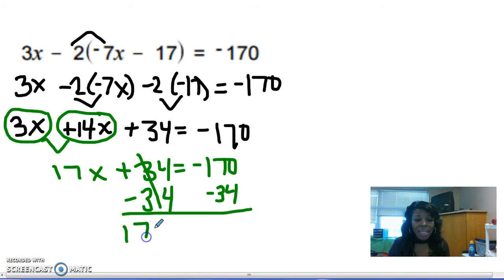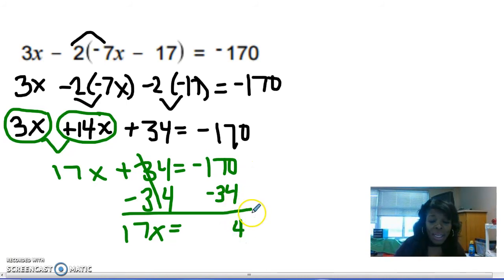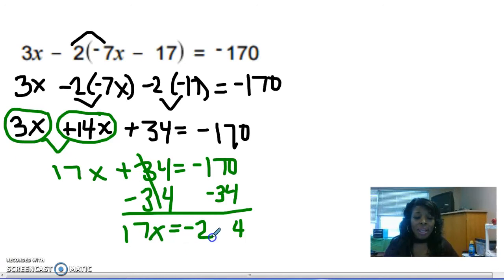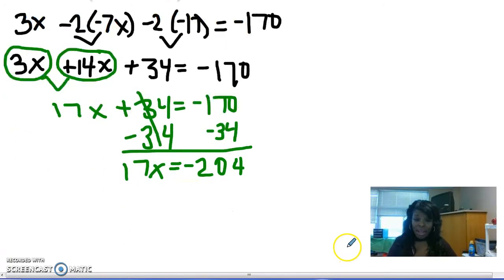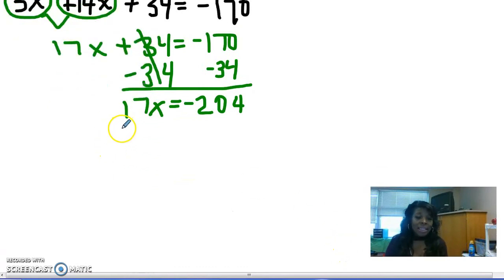So now I have 17 x's, and I have to add my two negatives, -170 and -34. So I can look at this and say, okay, I'll bring down my 4. Then I have a 170 and a 30, which are compatible because 7 plus 3 is 10. So 170 plus 30 is 200. Adding negatives together gives me a -204. Okay, so now I have 17 x's is equal to -204.